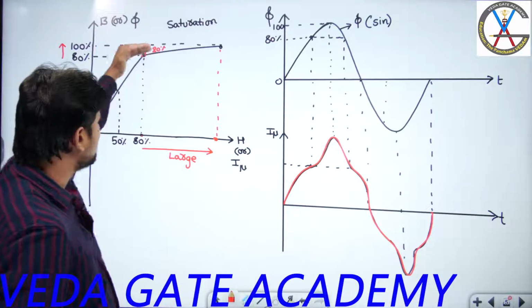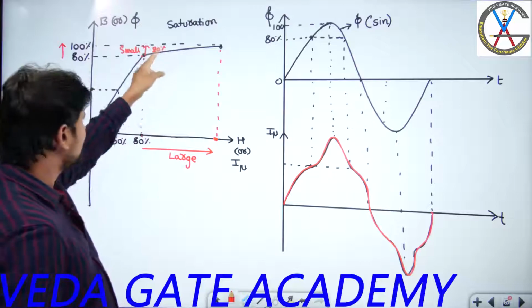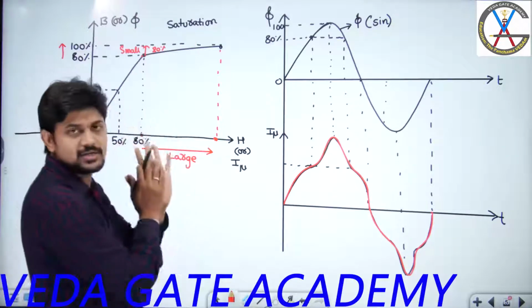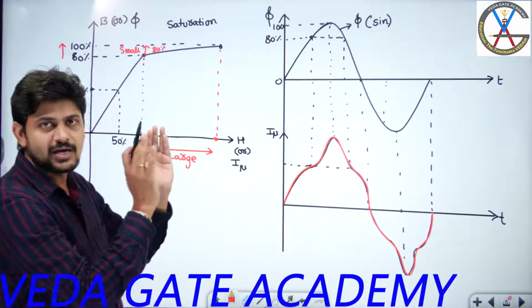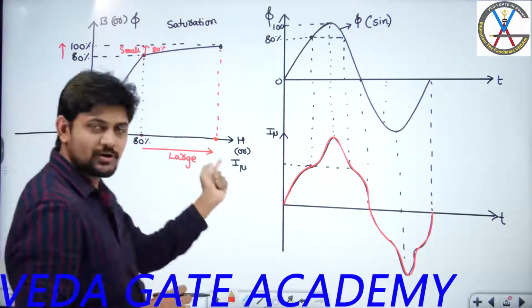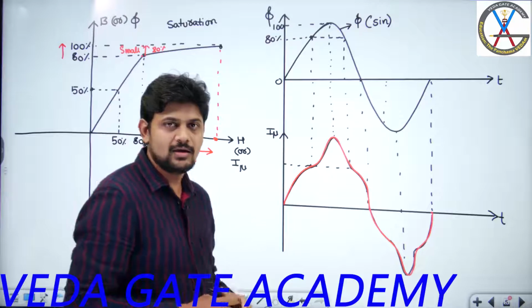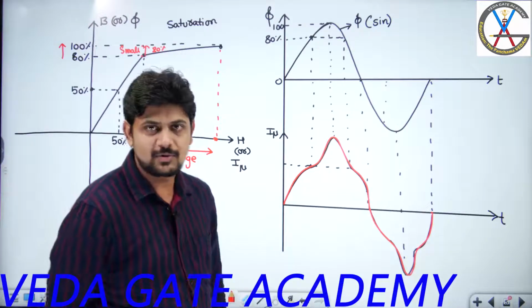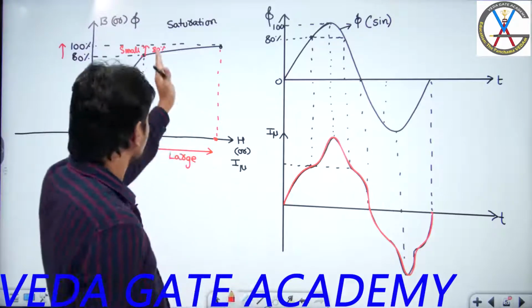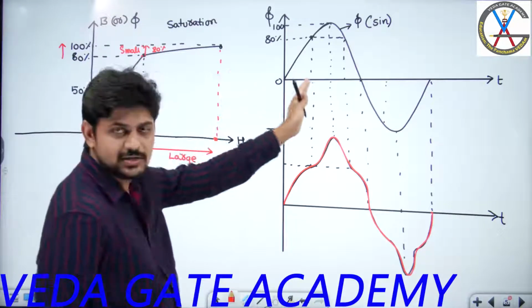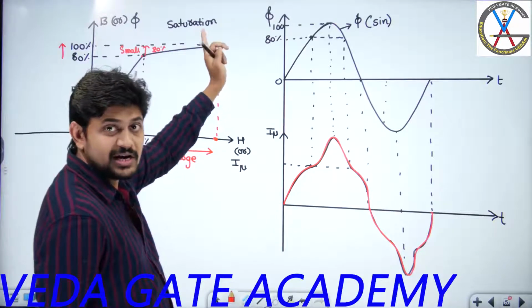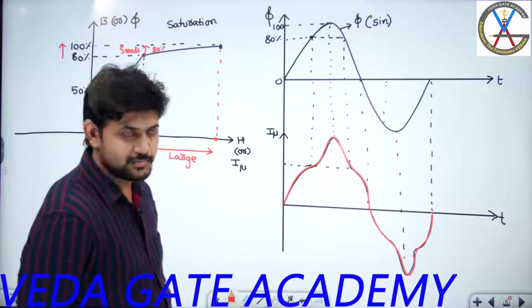Because of the nonlinear BH characteristics, once you enter a saturation region, here I have not considered a deep saturation. If you consider a deep saturation, then what will happen? The amount of magnetizing current will be very high. Obviously, as the magnetizing current is very high, it will damage the transformer winding. So here I am explaining up to a certain value of saturation. It is not a deep saturation of the magnetic core.